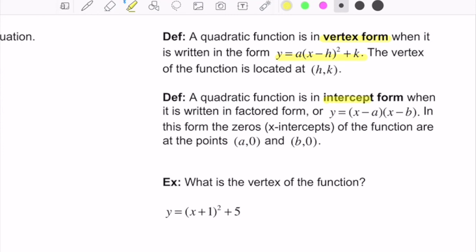When an equation is written in intercept form, it looks like this. And so for an equation in intercept form, it's very straightforward to state the intercepts, because the intercepts of the function are just the opposite of the terms that you see on the inside.